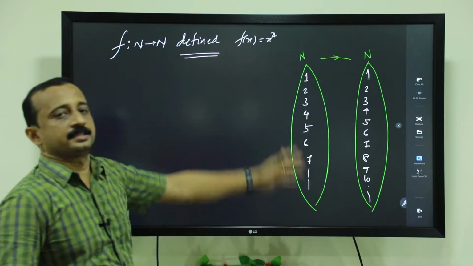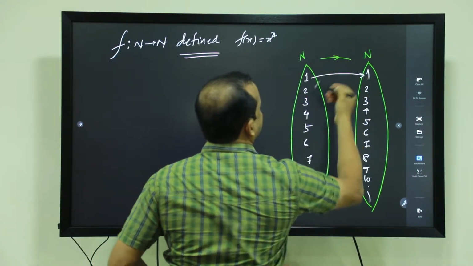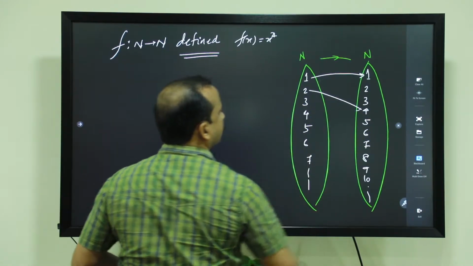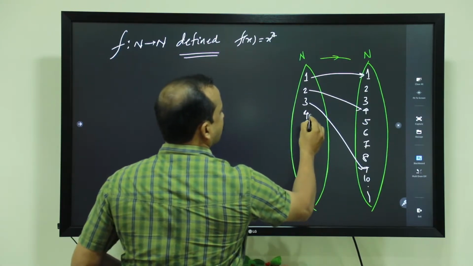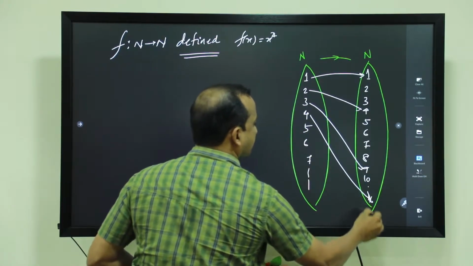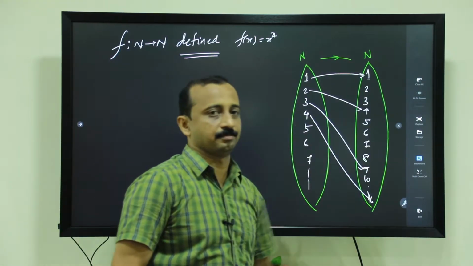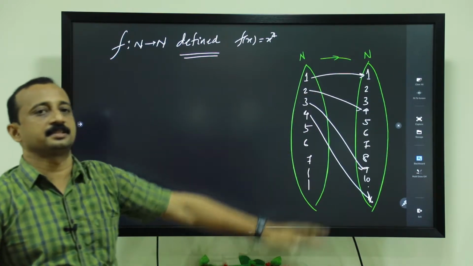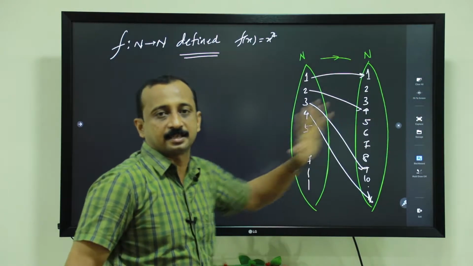Our function is f of x is equal to x square. Then what is f of 1? f of 1 is 1 square, that is 1. Now the image of 2 is 2 square, that is 4. The image of 3 is 3 square, that is 9. The image of 4 is 16, and so on. The image of 5 is 25, the image of 6 is 36, etc. That means different elements of the first set have different images in the second set.